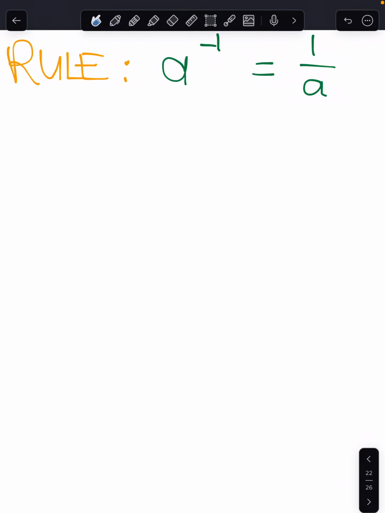Welcome to video number 5 in our explainer series where we're looking at the rules of exponents and why they work the way they do. Today we're looking at negative exponents.